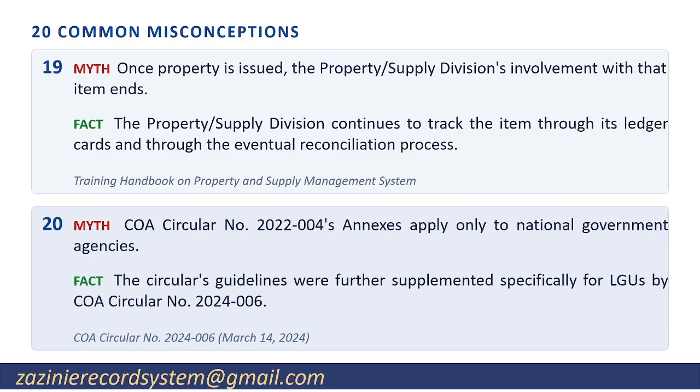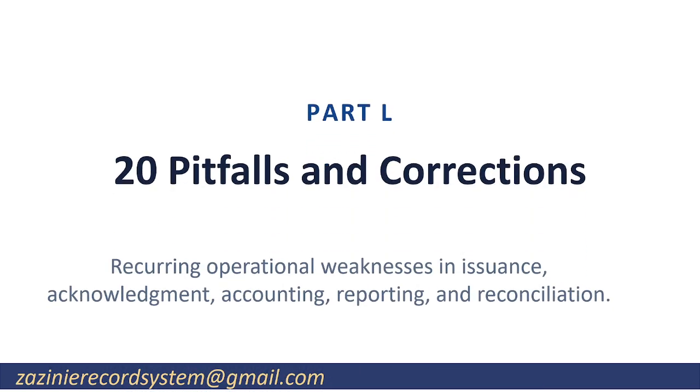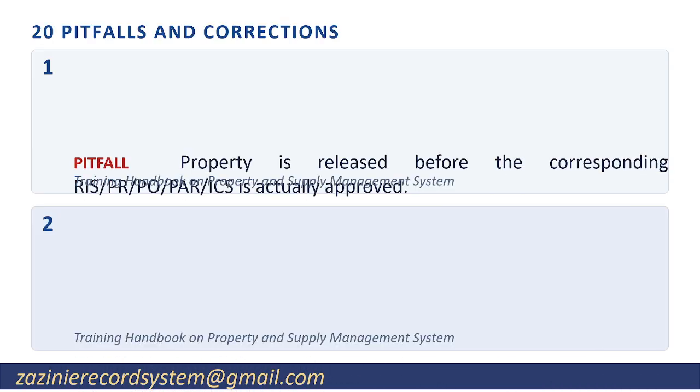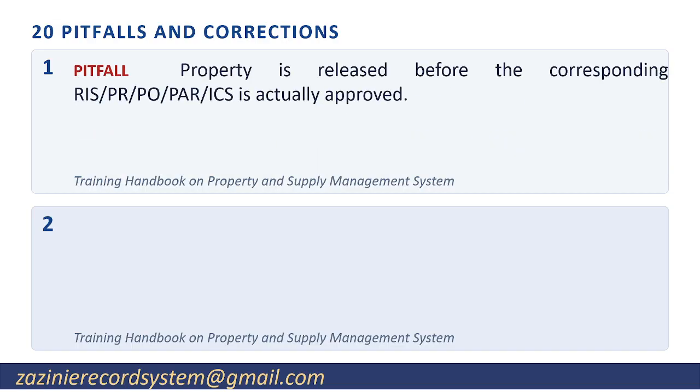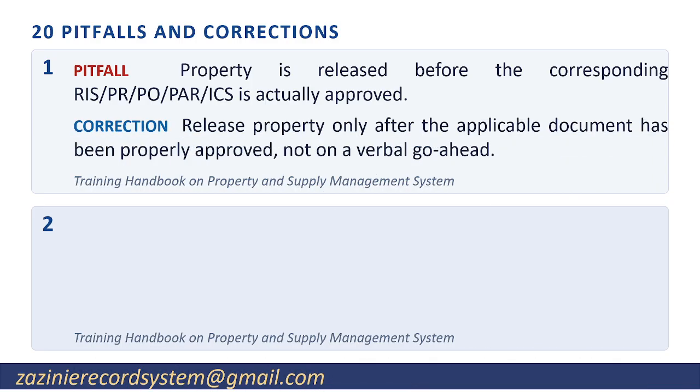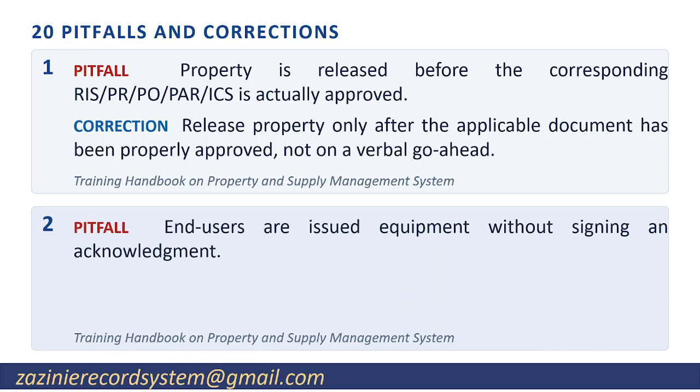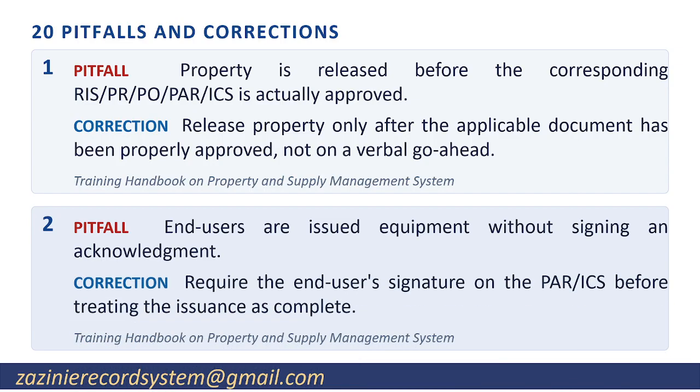Next slide. 20 pitfalls and corrections. Number 1. Pitfall. Property is released before the corresponding RIs or PR or PO or PAR, ICs is actually approved. Correction. Release property only after the applicable document has been properly approved, not on a verbal go-ahead. Number 2. Pitfall. End users are issued equipment without signing an acknowledgement. Correction. Require the end user's signature on the PAR, ICs before treating the issuance as complete. Next slide.